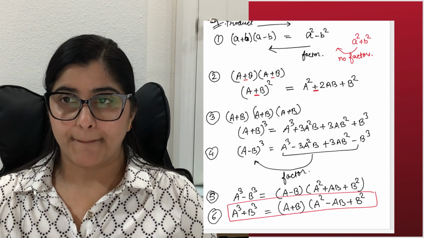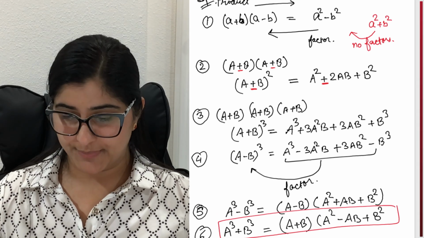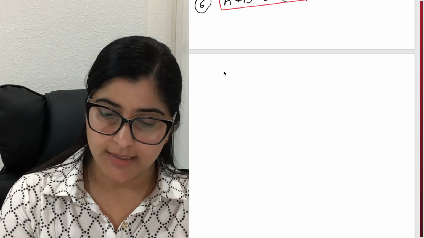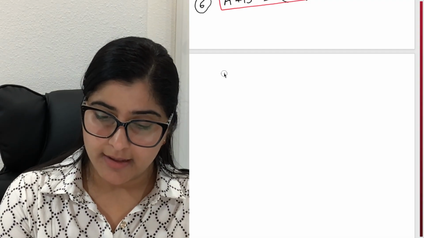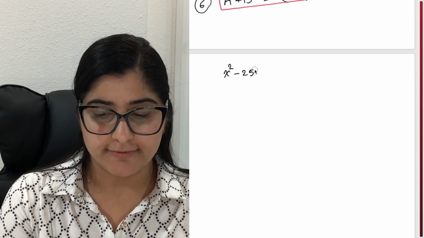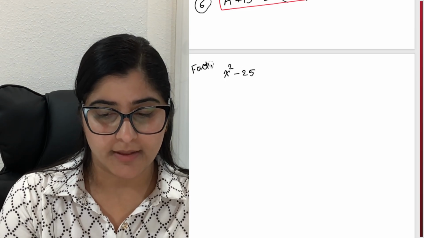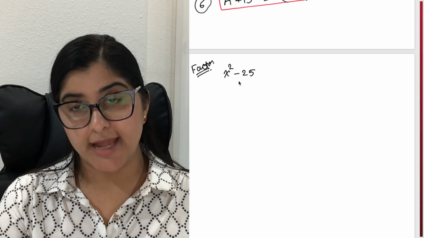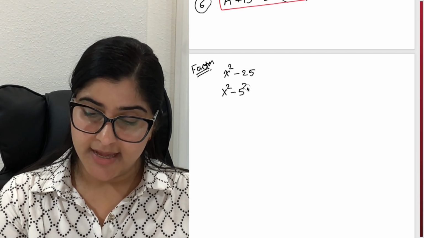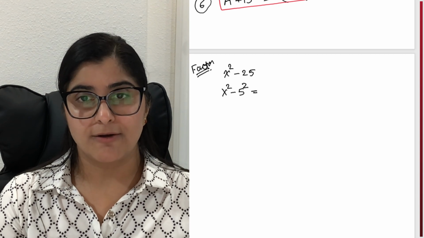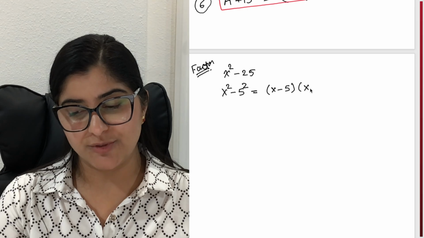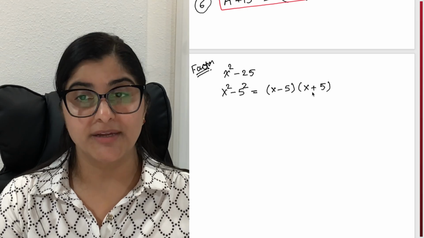So let's do a few questions. x squared minus 25, factor this. You see that can you write this as a difference of 2 squares? Yes. And if it is a difference of 2 squares, the factoring is the same 2 factors but with the opposite sign in the middle.